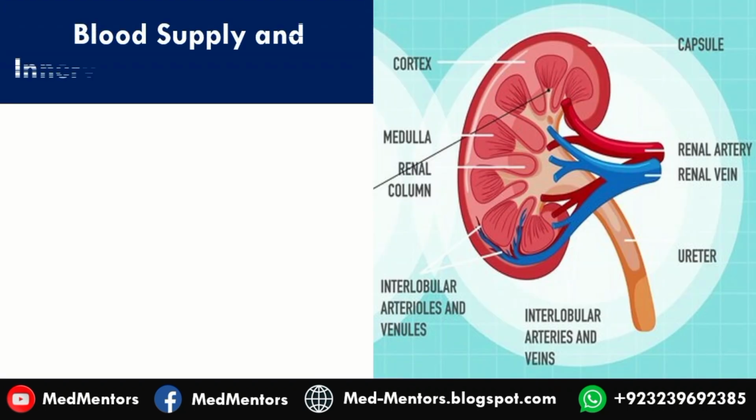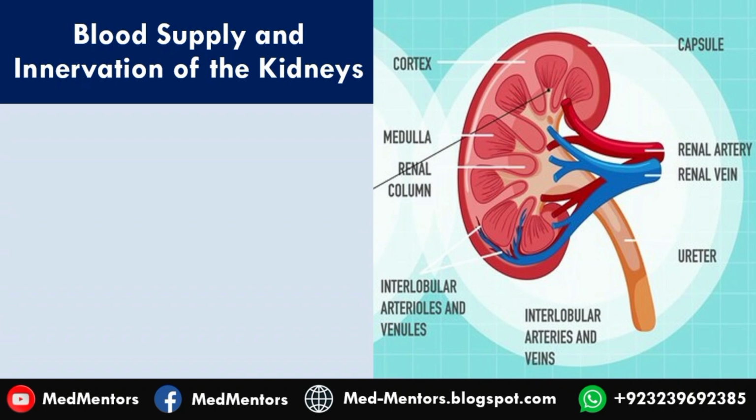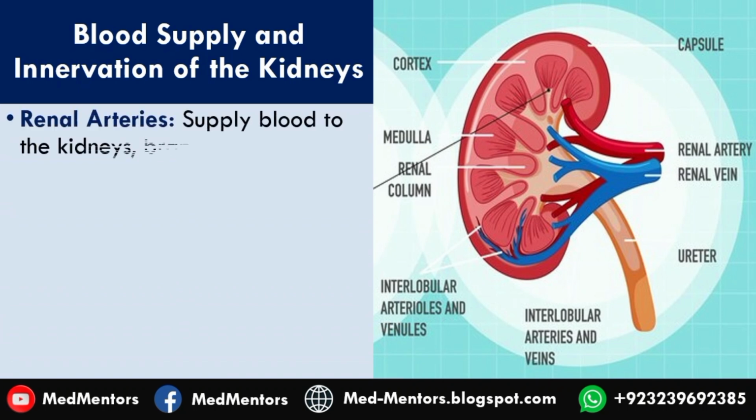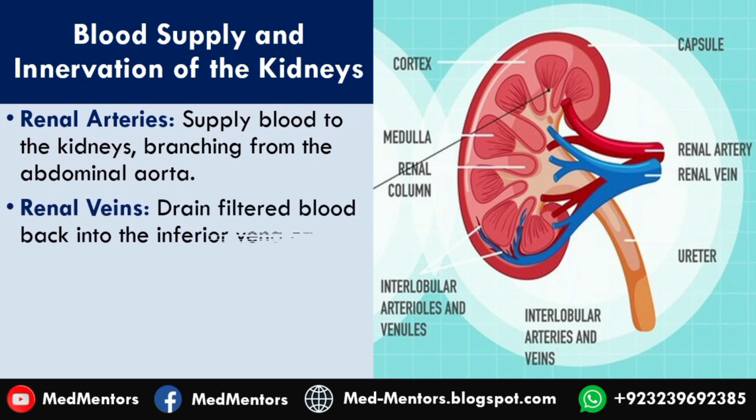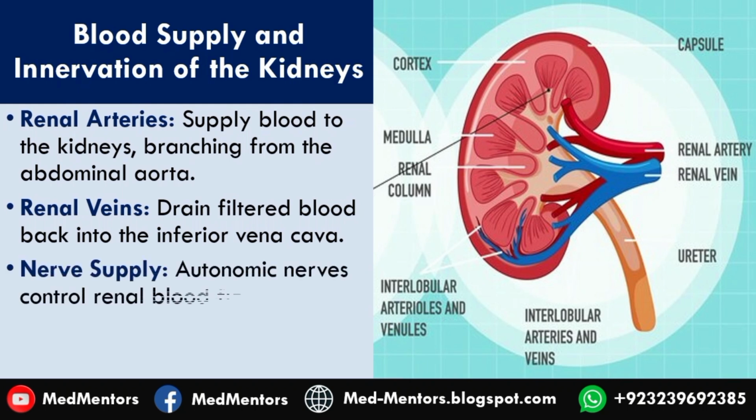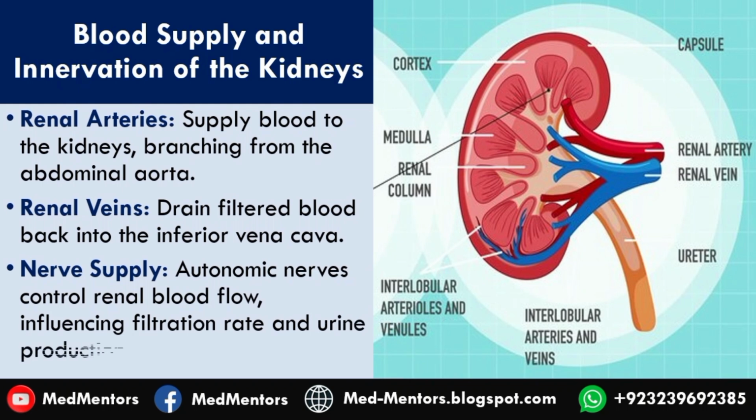Next, blood supply and innervation of the kidneys. We will cover the blood supply and nerve control of the kidneys in this slide. Renal arteries. These arteries branch directly from the abdominal aorta and supply blood to the kidneys. Renal veins. After filtration, the renal veins drain the filtered blood back into the inferior vena cava. Next, nerve supply. Autonomic nerves regulate renal blood flow, which in turn influences the filtration rate and urine production.